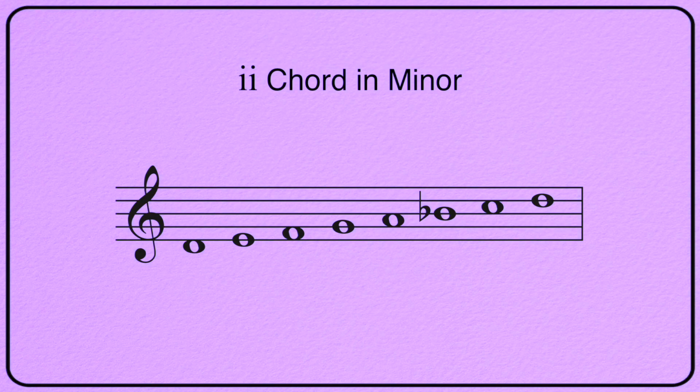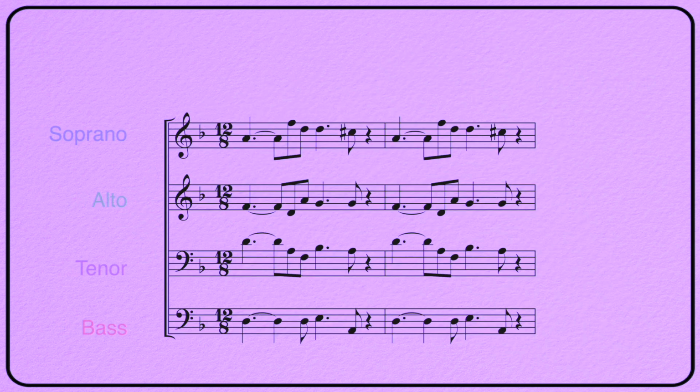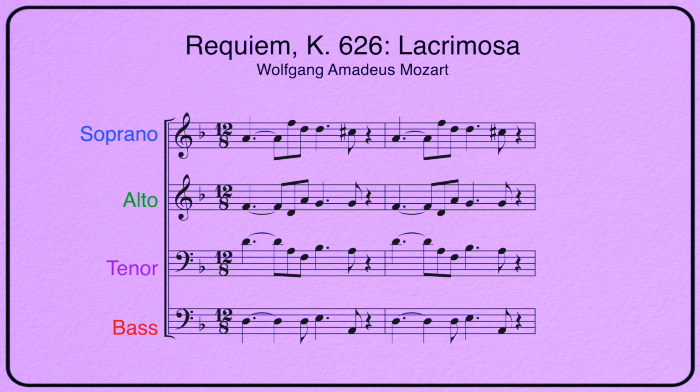Now the 2 chord is plenty common in minor, but there's a catch. The 2 chord as a bare triad is diminished, and that can be a bit harsh. For that reason, in minor keys, 2 often appears as a 7th chord, half diminished. More plaintive, less harsh. Here's a great use of the 2-7 chord in minor, the Lacrimosa from Mozart's Requiem.